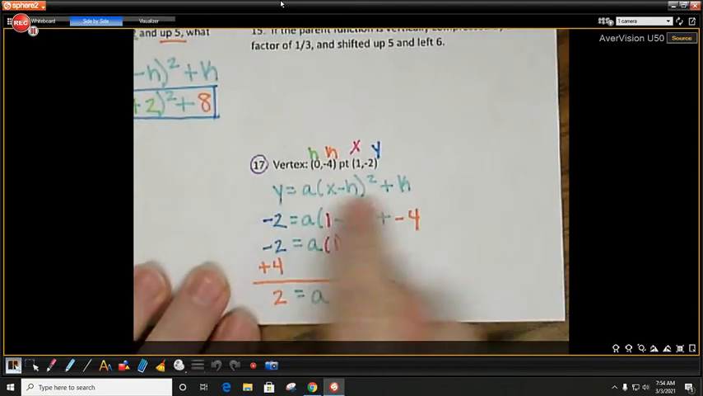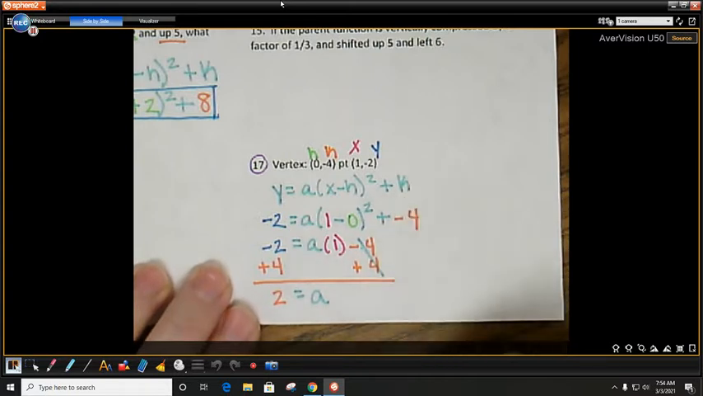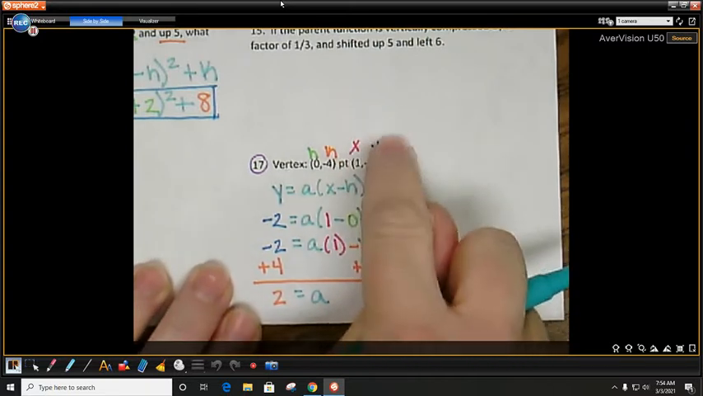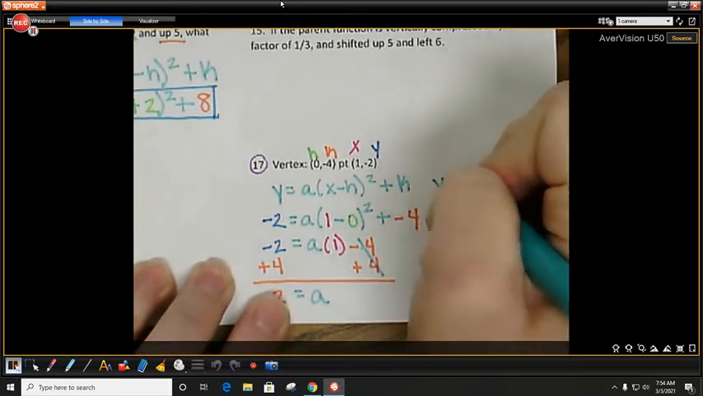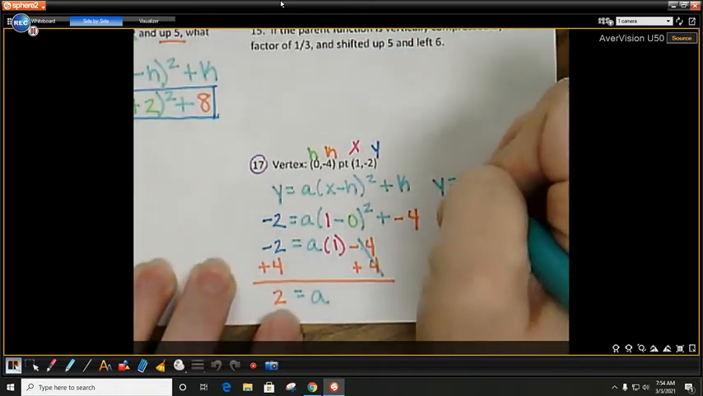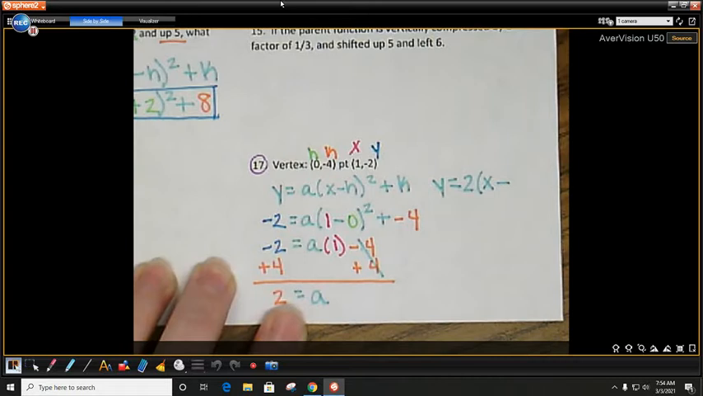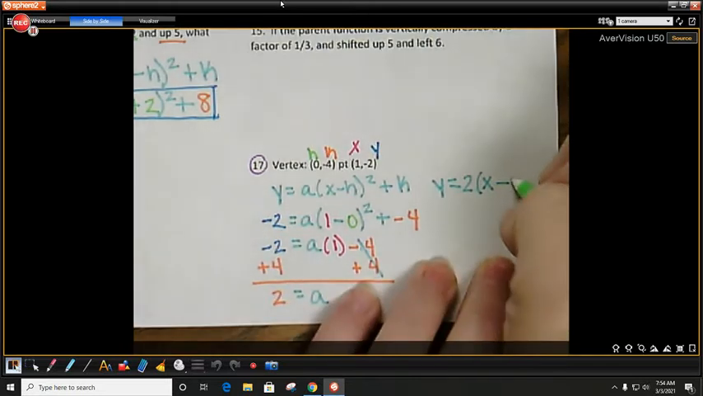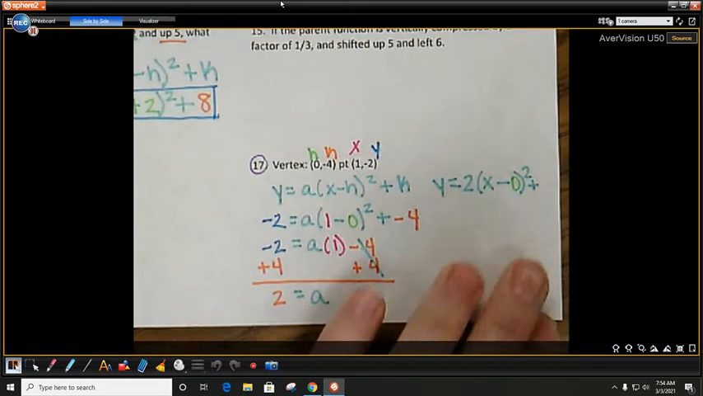So I'm just going to rewrite my function. And remember, when you're writing your equation as your answer, you only need the a value, the h value, and the k value. This x and y was just to help me figure out my a value. So I'm going to leave it as y equals, a is 2, so 2 times x minus h, which is 0, squared plus k, which is negative 4.